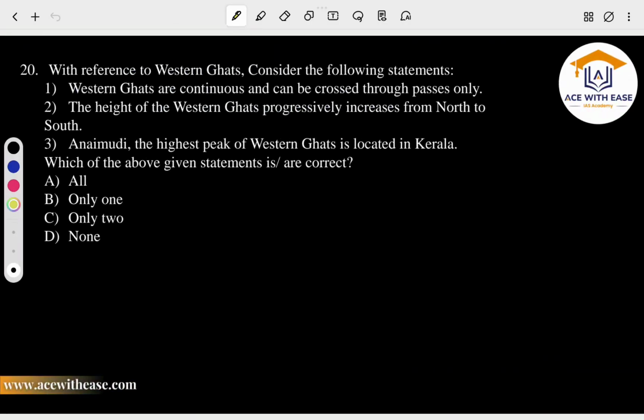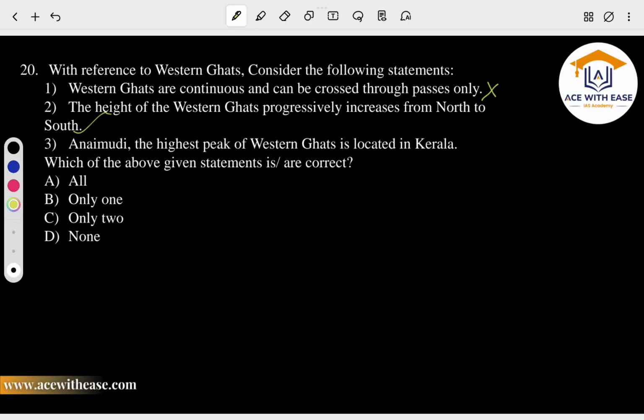20th question. With reference to the Western Ghats, consider the following statements. Western Ghats are continuous and can be crossed through passes only. This is an incorrect statement. The Western Ghats are continuous, but there are a few gaps and valleys, and we have roadways and railways present. So though they are continuous, we can pass through the Western Ghats; it's not only through the passes that we can cross them. Then the height of the Western Ghats progressively increases from north to south.